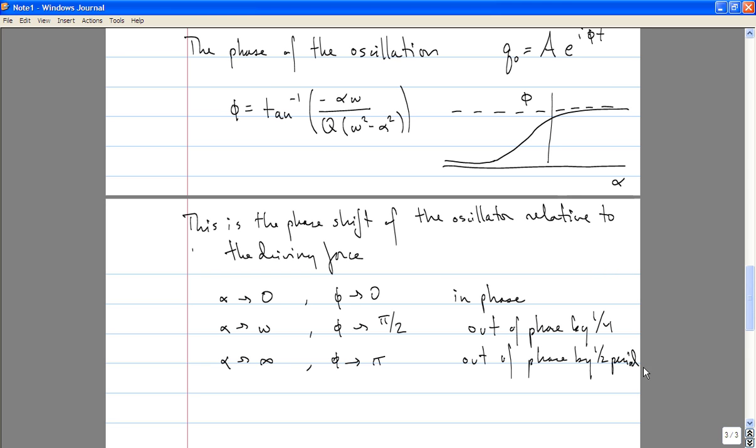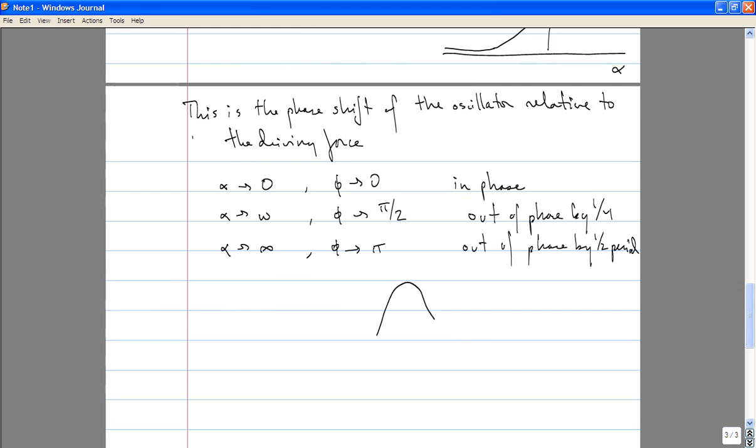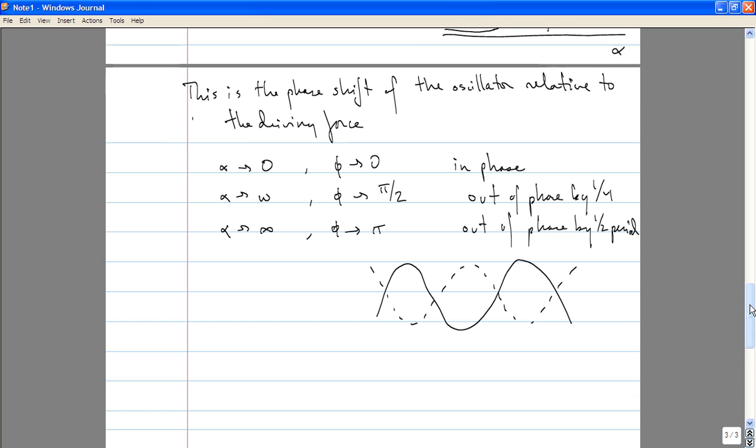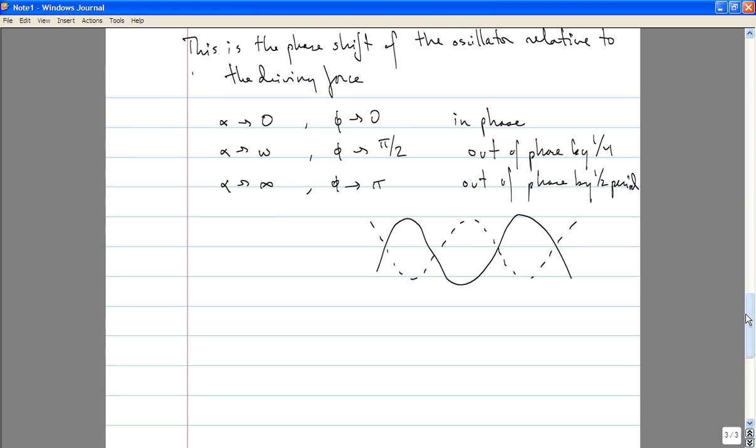So, for example, if the driving force is a cosine, then the response will be precisely out of phase by pi. Hopefully I've drawn that correctly. Okay, so that's the phase lag of the oscillator relative to the phase of the driving force. What about the amplitude?